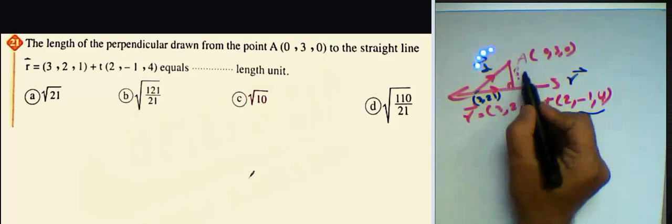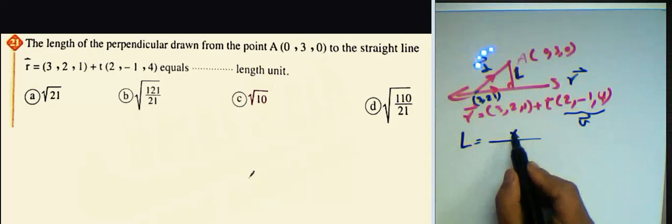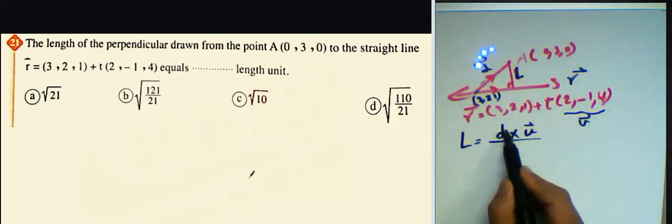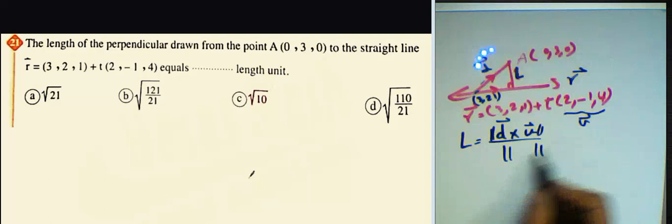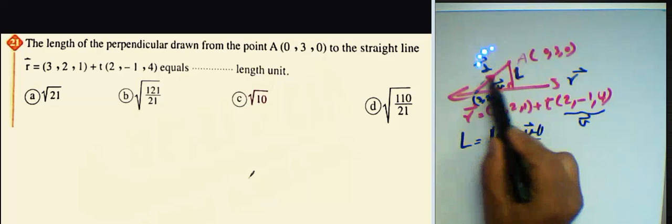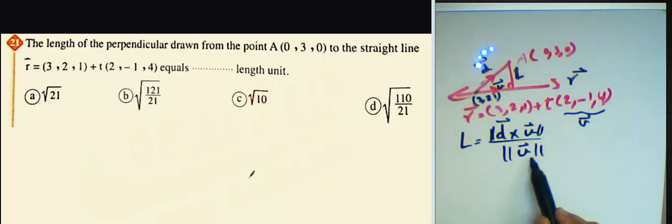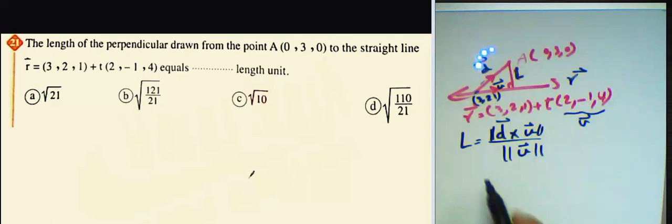Let this be L, and using the rule, the cross product between vector D and vector U, over the absolute value of vector U, to find the length here. Cross between D and U over the absolute value of the second vector, the straight line U. What will it be? We can find vector D cross vector U.